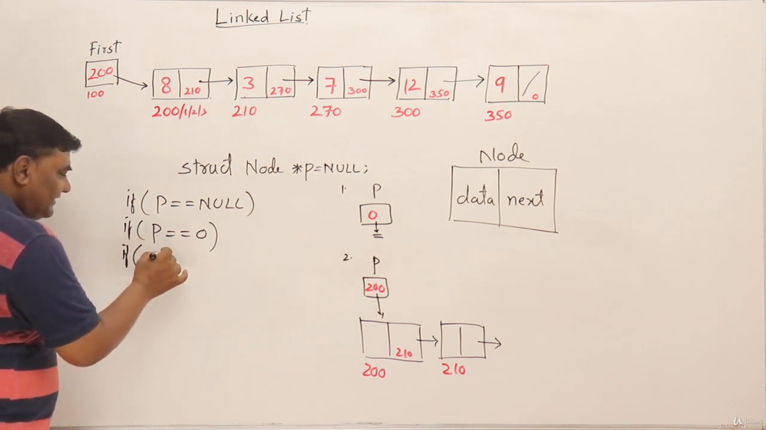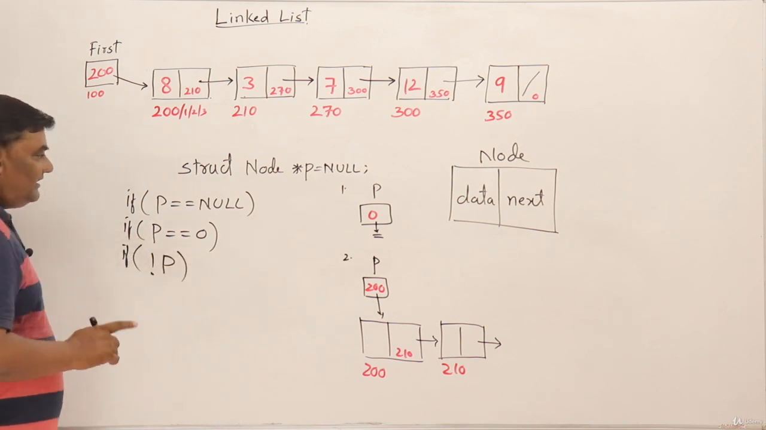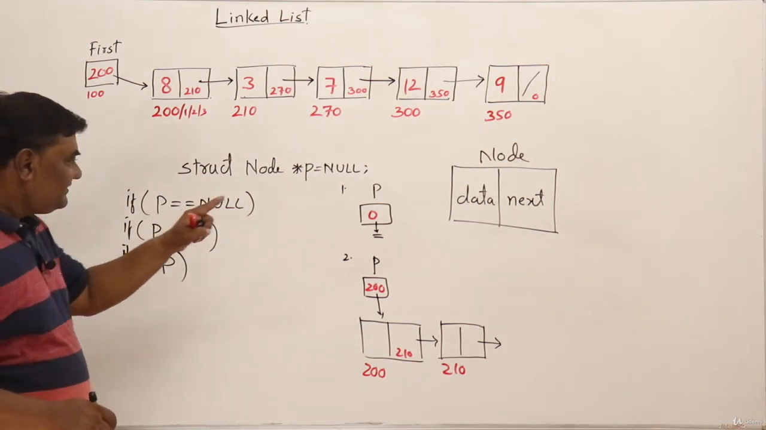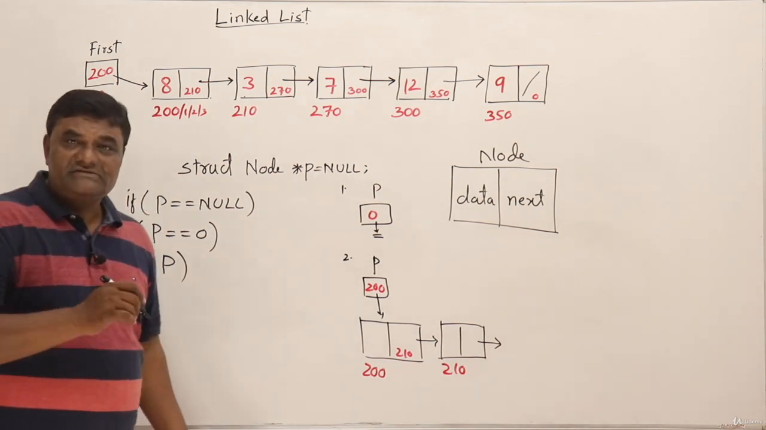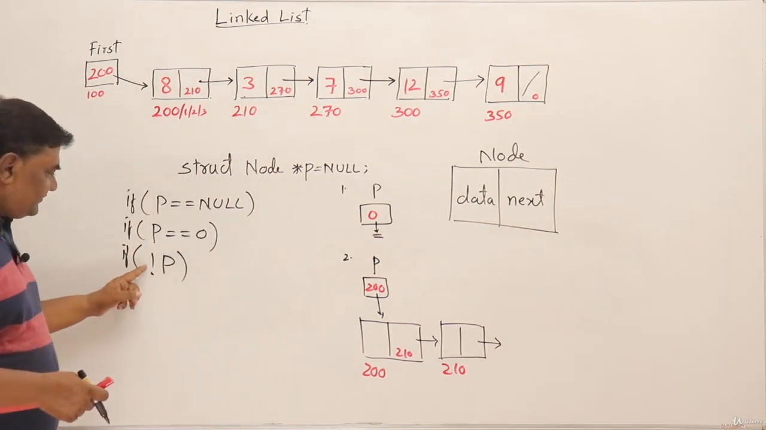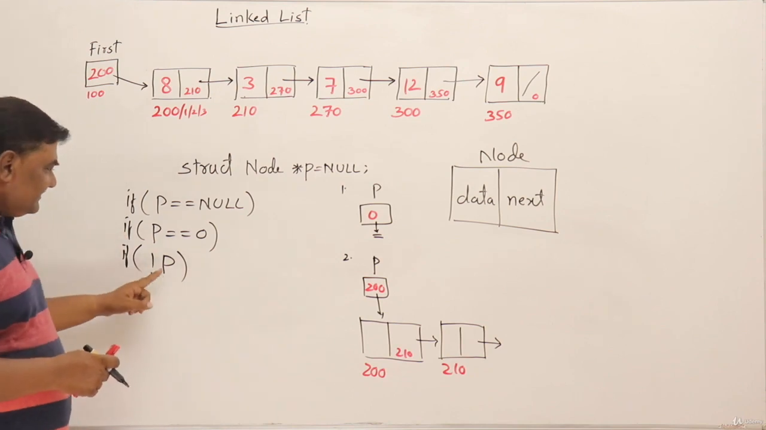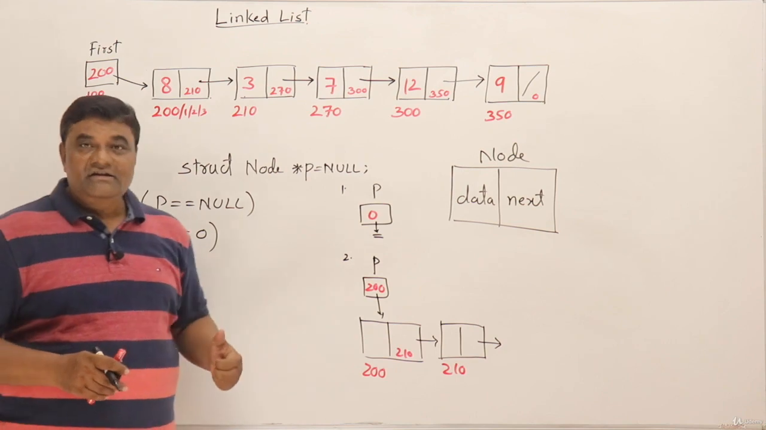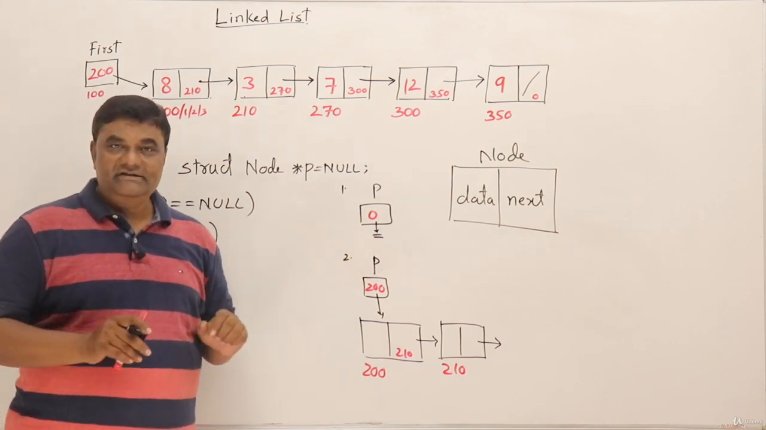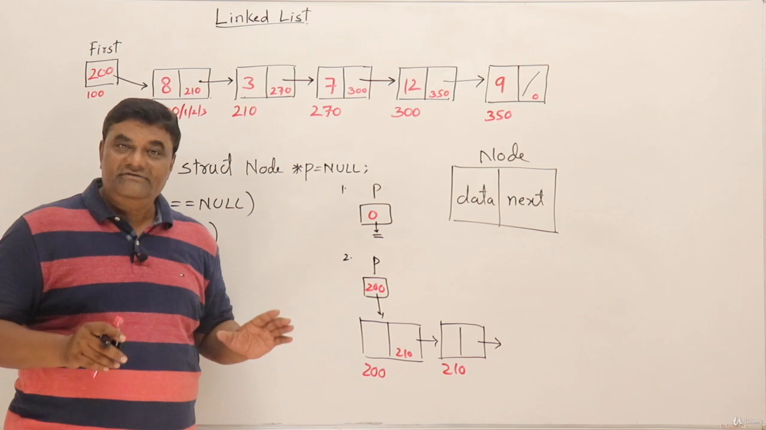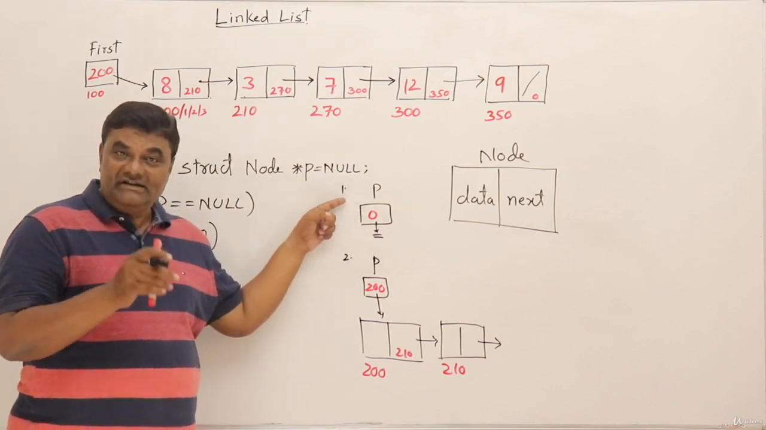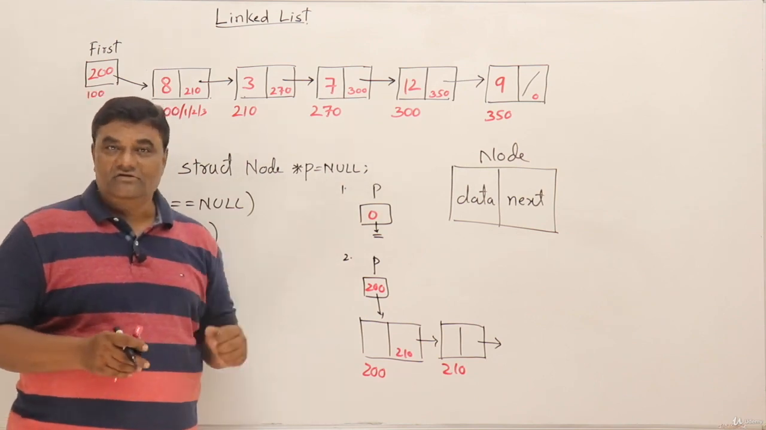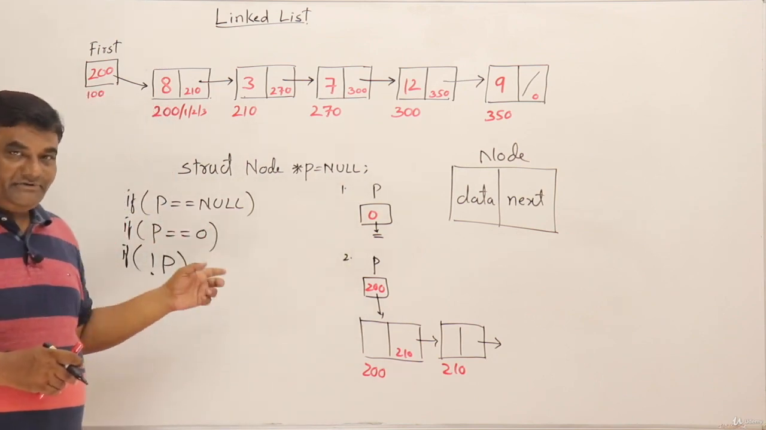If I write not P, in which case will this condition be true? P is 0. 0 means false. But not of 0 is true. Again, this condition is true in this case. So these are the three methods of checking if a pointer is not pointing on any node, or not pointing anywhere. So yes, if the pointer is null, then these three conditions are there. We can check if it is null or not. If it is null, then these conditions will be true.